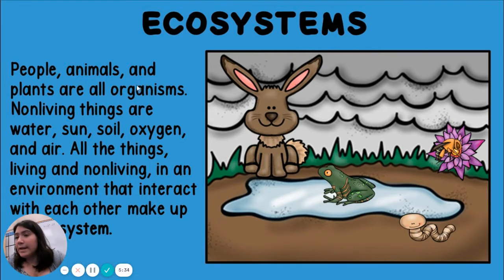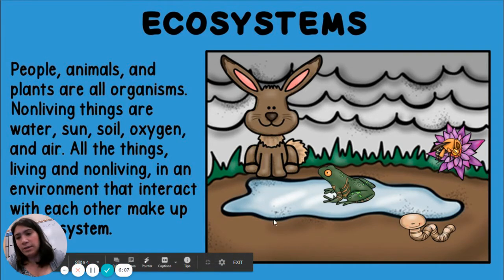People, animals, and plants are all organisms. Non-living things are things like water, sun, soil, oxygen, and air. So these are really important. We can't have an ecosystem without these things. Obviously, if we did not have a place to live, we would not be existing. All the things living and non-living in an environment that interact with each other make up an ecosystem. So that means that an ecosystem isn't just the living things, it also means the soil underneath our feet. It means the air that we breathe in. So that is an ecosystem, all living and non-living things.